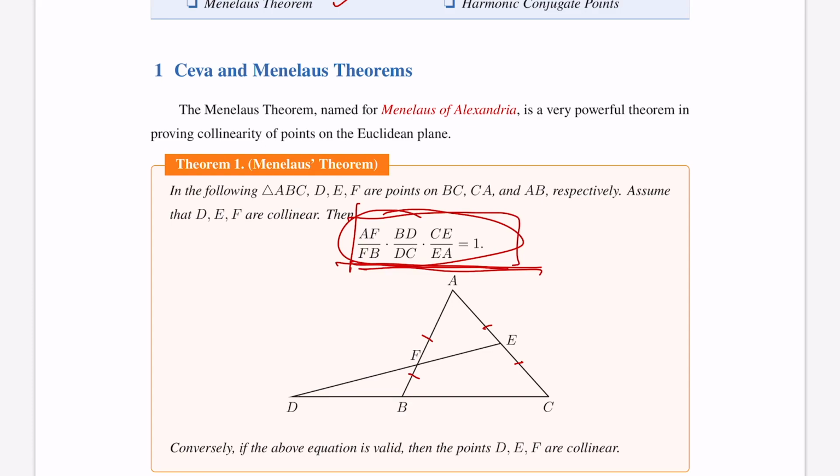And this is very important because there are very few tools that people can use to prove collinearity. So this theorem gives us a very important criterion to do so.